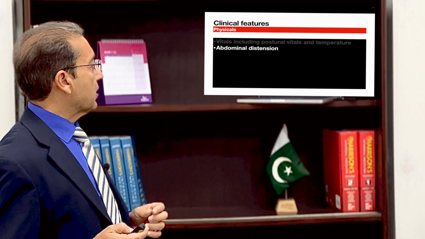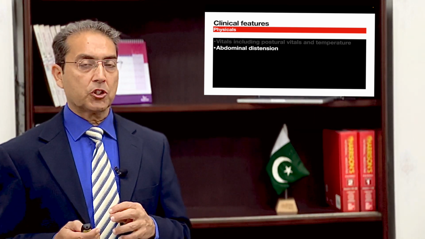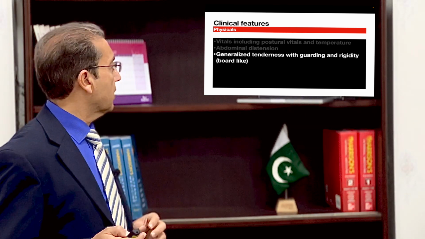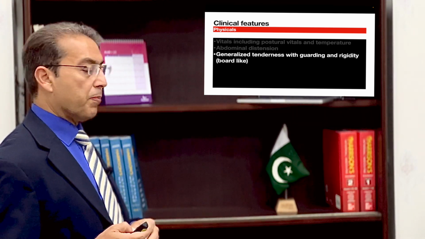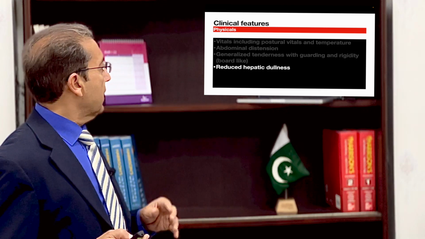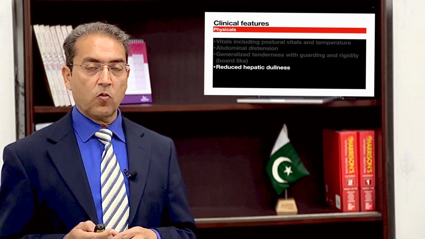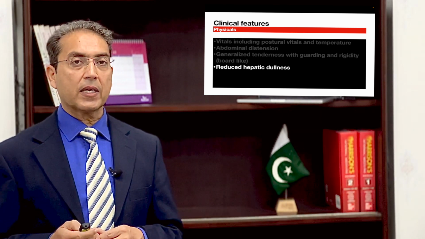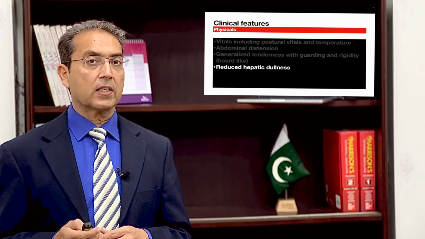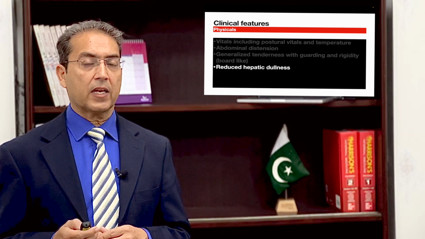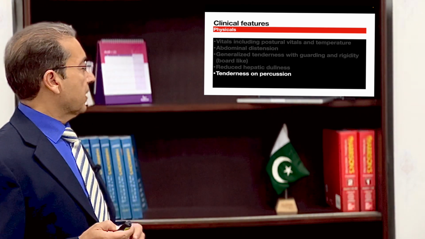There may be abdominal distension, which is usually gaseous, and when we do a percussion note, we find that this is tympanic. There is generalized tenderness with guarding and rigidity. It's a board-like abdomen. There is reduced hepatic dullness. When you percuss over the liver area, you find that the hepatic percussion note has decreased in size. So this is a very strong sign that air is present under the diaphragm and the percussion span of the liver is reduced. There may be tenderness on percussion.